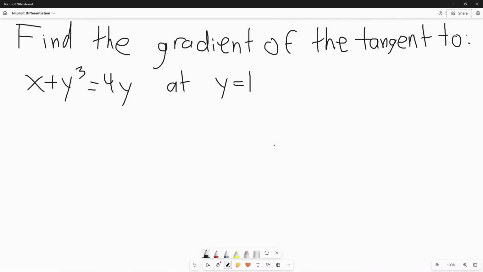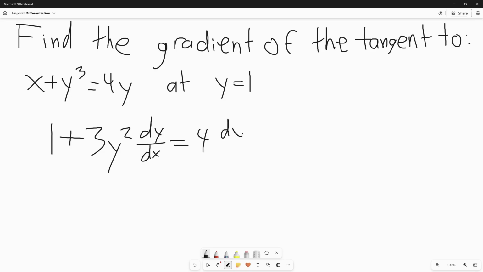Now, let's do one last practice problem. If you think you know how to do this one, then pause the video and do it. This one says, find the gradient of the tangent to x plus y cubed equals 4y at y equals 1. And the gradient of the tangent is basically the slope at that point. So first, let's find the derivative of this equation, which means we need to find the derivative of both sides. So, derivative of the left side, 1 plus 3y squared times the derivative of y with respect to x equals 4 times the derivative of y with respect to x.